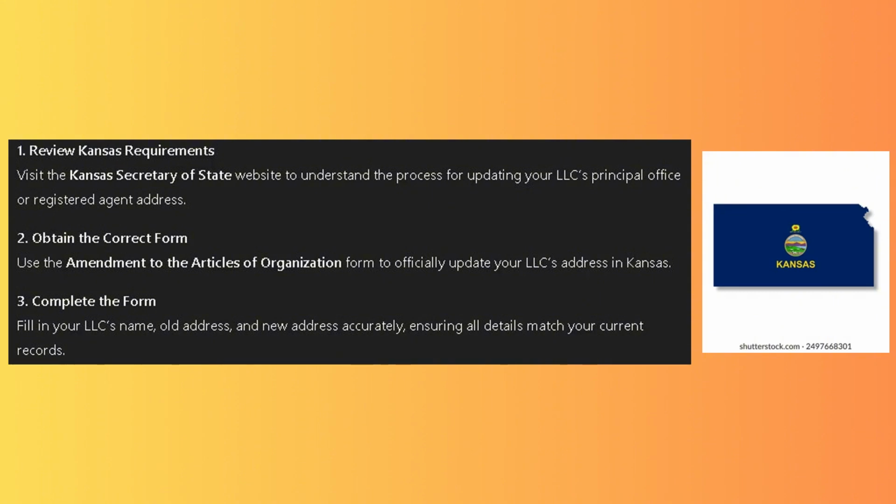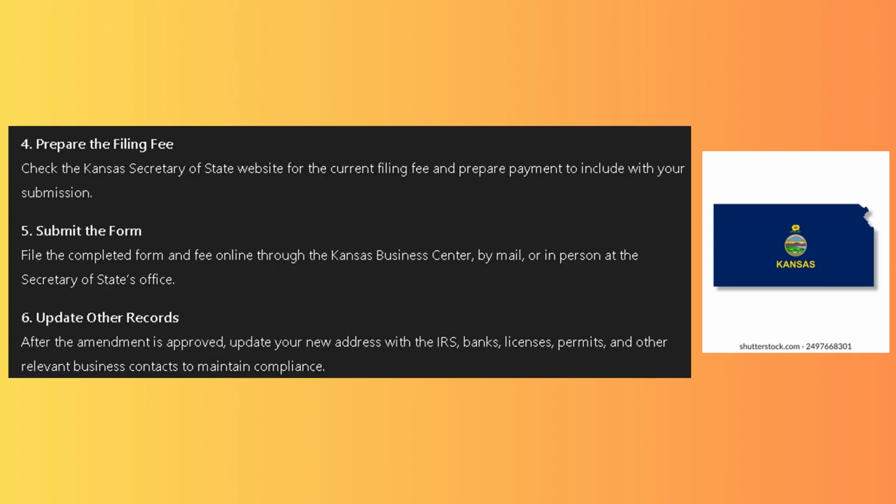Complete the form. Fill in your LLC's name, your old address, and new address accurately, ensuring all the details match its record. Prepare the filing fee. Check the Kansas Secretary of State website for the current fee for filing or changing your LLC's address. Then prepare the payment to include with your submission.